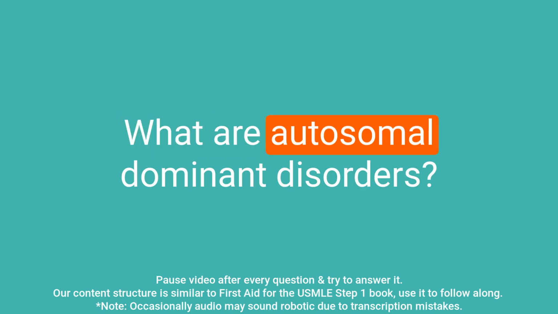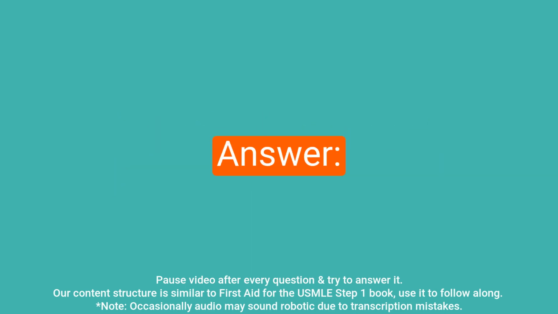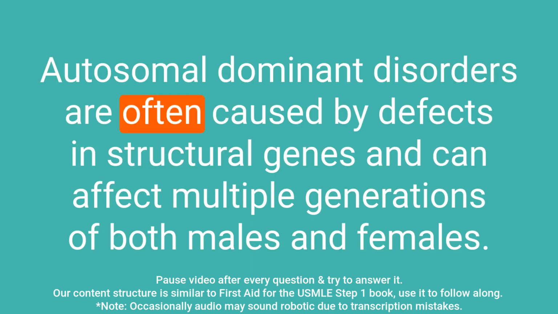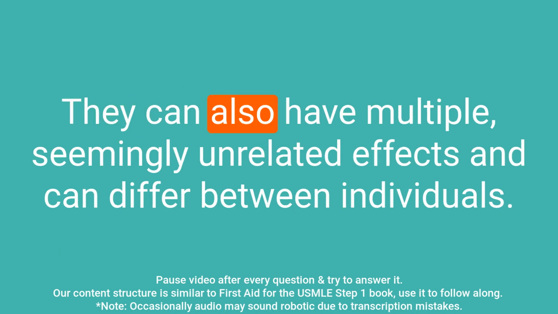Question: What are autosomal dominant disorders? Answer: Autosomal dominant disorders are often caused by defects in structural genes and can affect multiple generations of both males and females. They can also have multiple, seemingly unrelated effects and can differ between individuals.